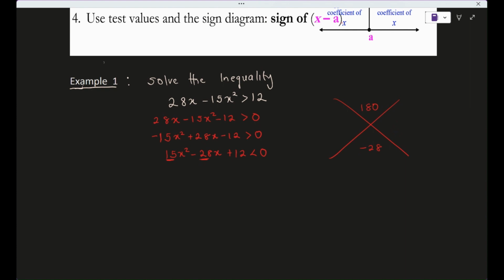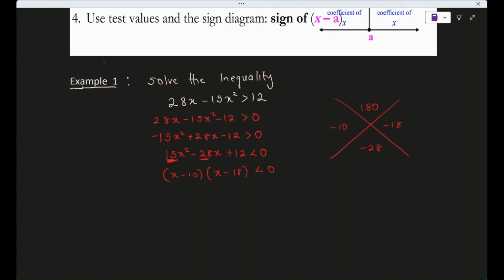So think: minus what? Minus 10 and minus 18, right? Minus 10 and minus 18 should do the job, because minus 10 times minus 18 will give us 180, and the sum is minus 28. So we need to factorize. It means we can write this as x minus 10 and x minus 18 less than 0.